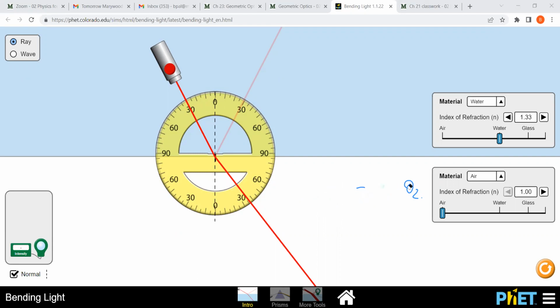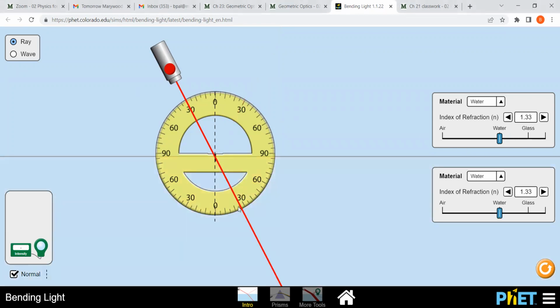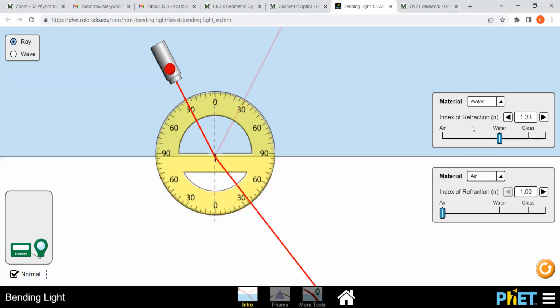The thing I want to show you here is that as light is going from water to air, the refracted ray should be away from the normal. So it is away from the normal, right? If both were water, the ray would follow this line, but as light is going from water to air, you see that it is going away from the normal line.